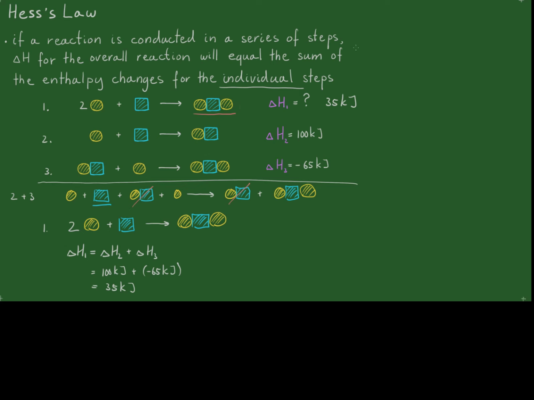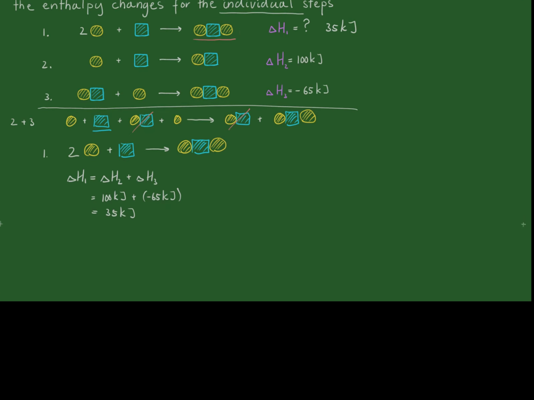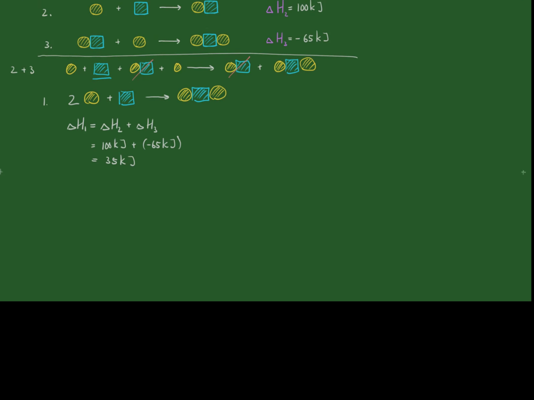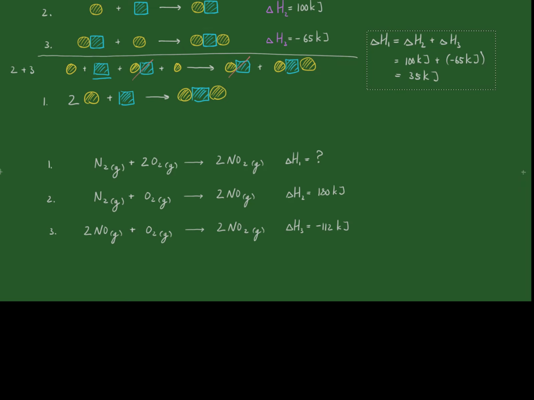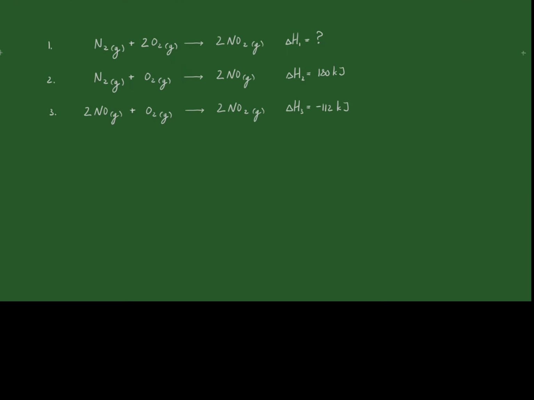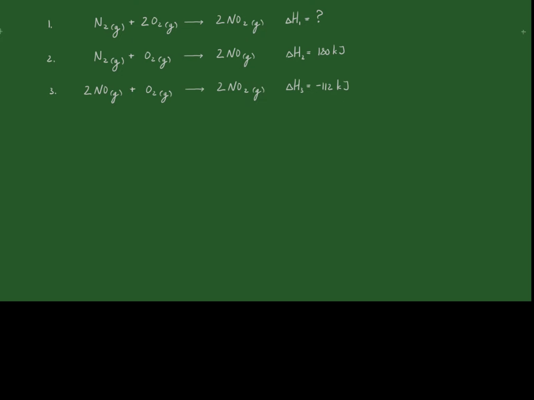So let's do something that's a bit more chemistry related. And I'm just going to have to move this out of the way. Put it over here. Let's bring this problem up. So here we have reaction 1. Nitrogen gas plus oxygen gas gives us nitrogen dioxide. And we have a delta H1 that we need to figure out. And then we are given two other reactions, reaction 2 and 3.